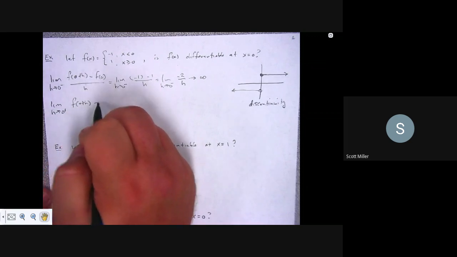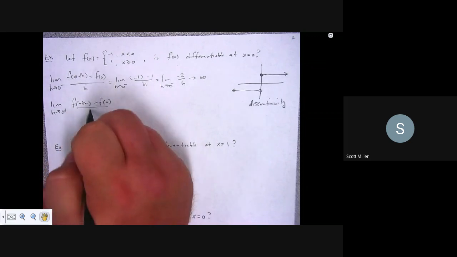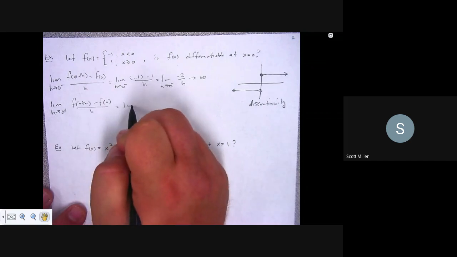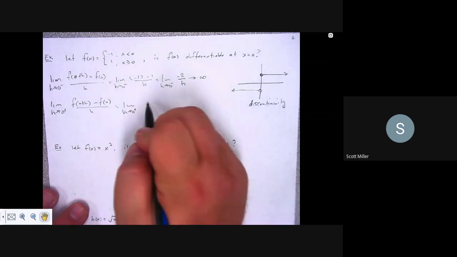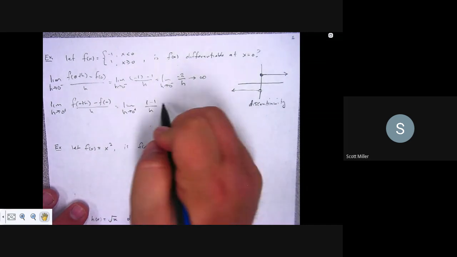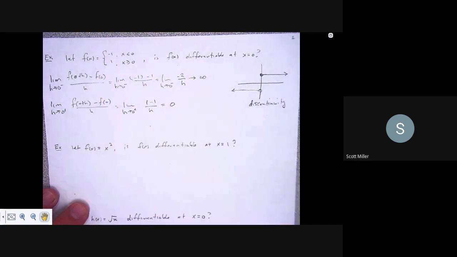Of this, f of 0, h. This is going to be 1 minus 1 over h. And 1 minus 1 is 0. Okay?